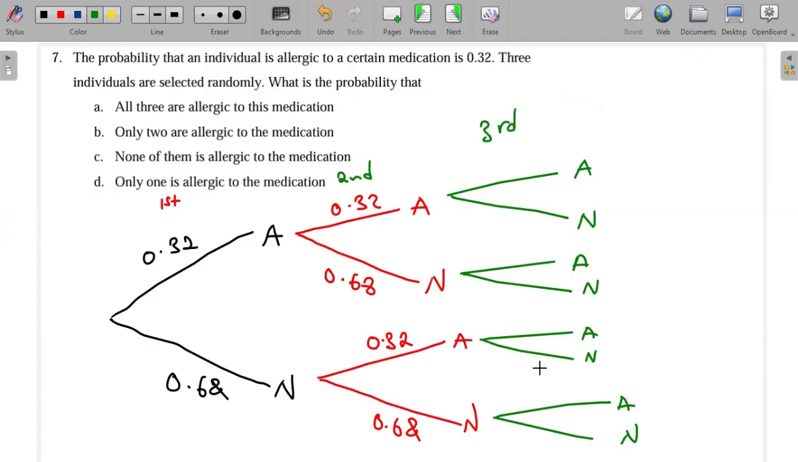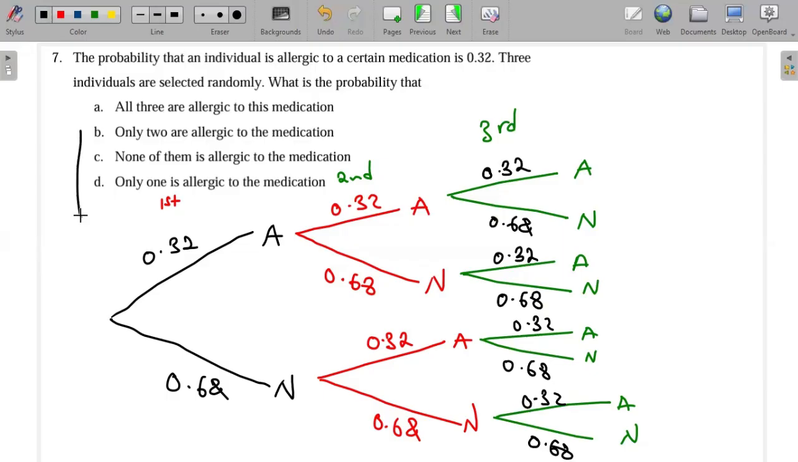Then once I'm done with this, I have my three individuals, right? So now the probabilities, we're assuming that they remain constant because we haven't been told if this selection is happening with replacement or without replacement. So we just assume they are constant there. So this is 0.32, 0.68, 0.32, then 0.68, like that. Okay, so this is my tree diagram. And then from the tree diagram, I should be able to find the probabilities that have been asked.